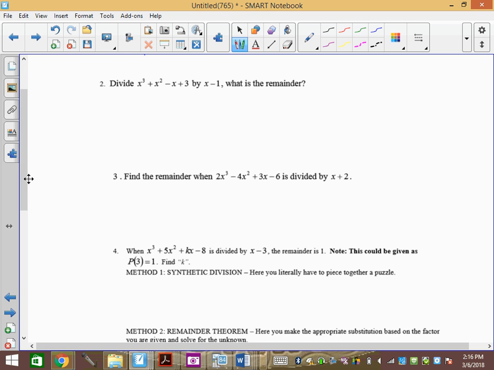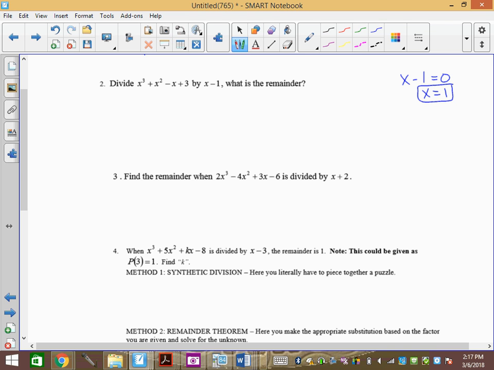So we're going to look at number 2. Divide, write this down, x cubed plus x squared minus x plus 3 by x minus 1. What is the remainder? So remainder theorem states that if I take the supposed x-intercept, or the value of x for that factor, and I plug it in, what's left over will be the remainder. So right now I have x minus 1, but that's not x equals, is it? It's x minus 1. So I have to set it equal to 0 and solve for x. X minus 1 equals 0, so x equals 1.